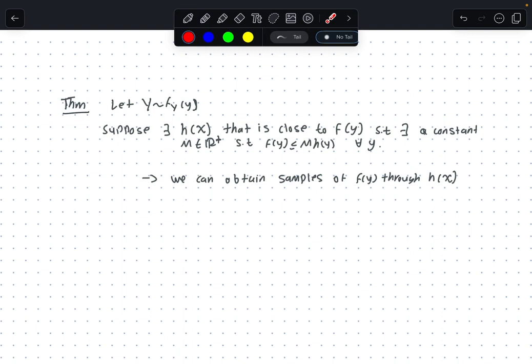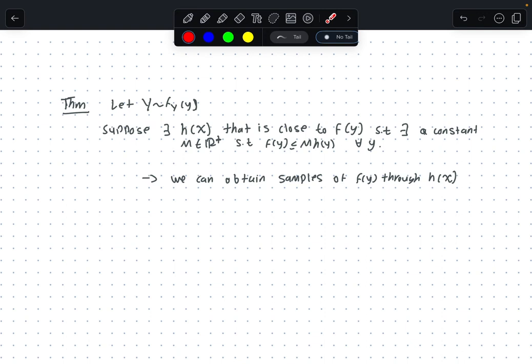Now, the theory behind this algorithm is that if you have a random variable y, and its density is described by f of y, further, if there is some h of x that is close to f of y, such that there exists a positive real number m such that this condition holds, so f of y is less than or equal to m times h of y for all y, then we can obtain samples of f of y using h of x. Now, there are a few things to note.